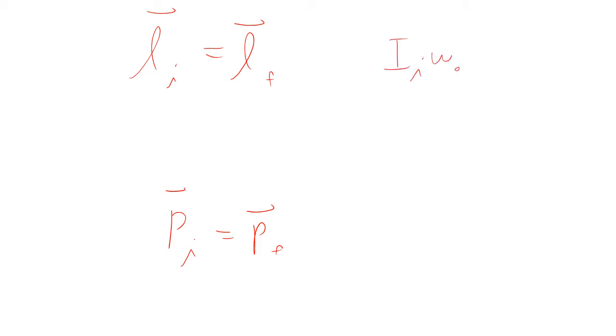Well, to do that, you recognize this as a collision problem. You know that when we did collision problems before, P initial was equal to P final. So now we're going to say that L initial equals L final. That's how we're going to do it. So what does this mean? It means that I initial times omega naught equals I final times the final omega.